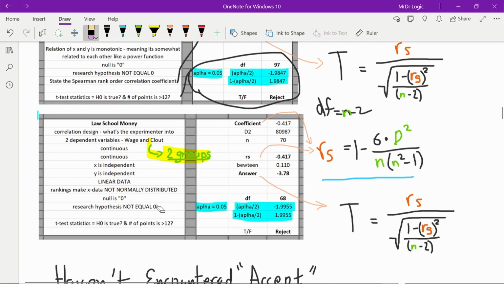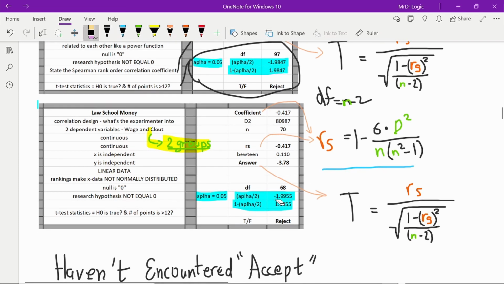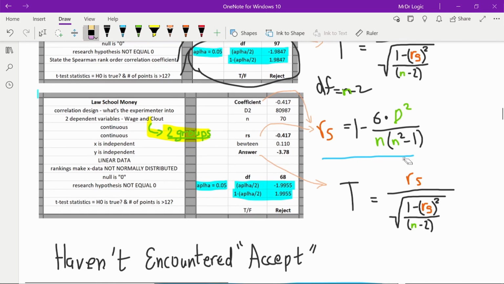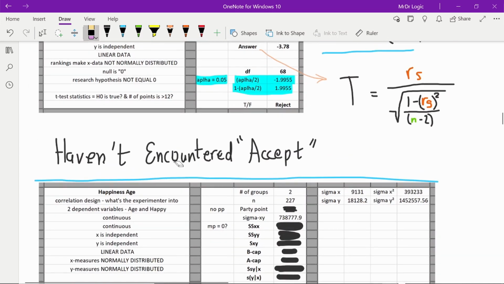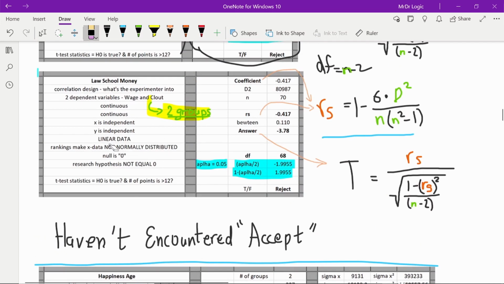Null is 0, research hypothesis not equal to 0, and the t-statistic, exactly why we're doing this. So for law, I don't know why it's like this, but the data is linear. I think it was this one that was the law one. So that's why I said linear data, not normally distributed.